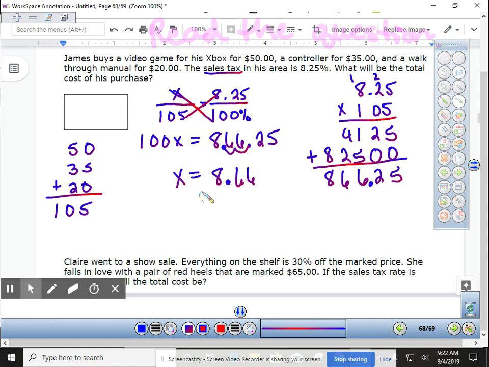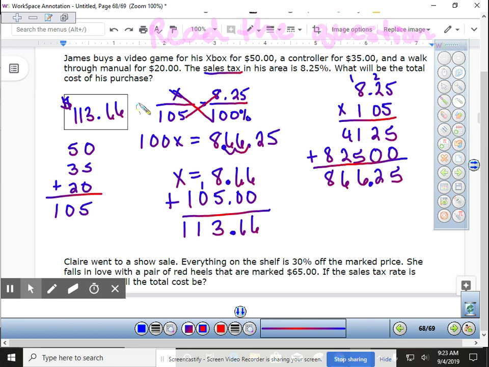And how do we find the total that we're paying out the door? Add. Add what? 8.66 plus 105. Everybody remember 105? Do I have to line the decimals up right now? Yes, when I add. I got 113.66. Anybody else get that? Yeah. So I'm right? Yes, sir.